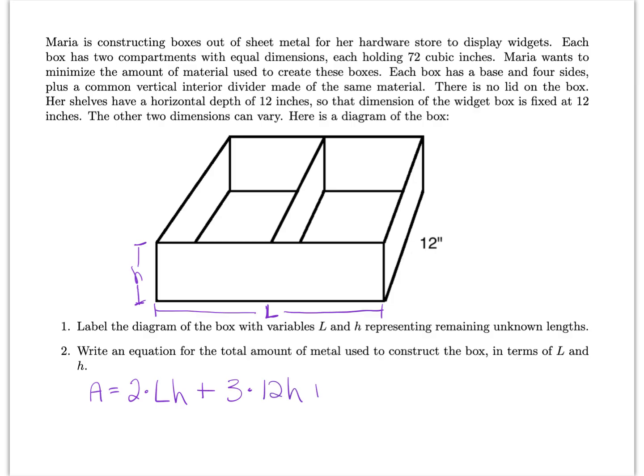And then I have the bottom piece. The bottom piece is L by 12. So to simplify, I have 2LH plus 36H plus 12L.